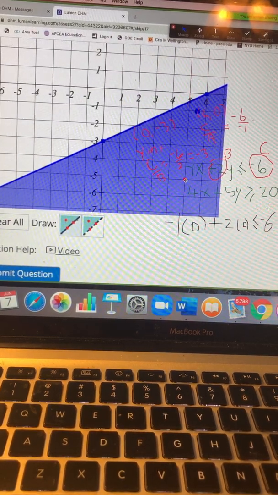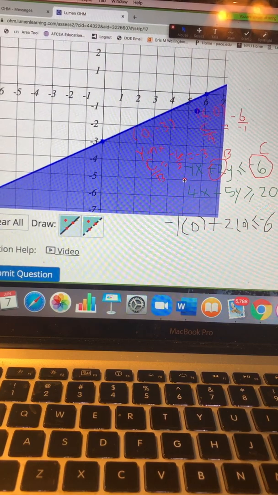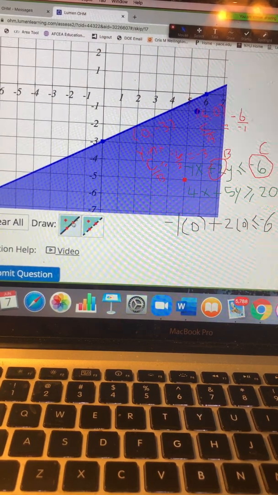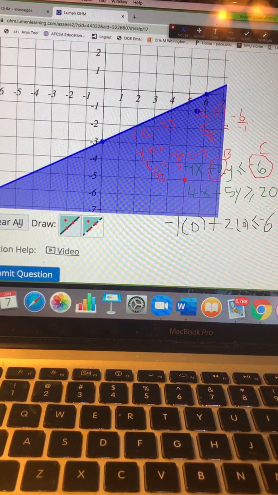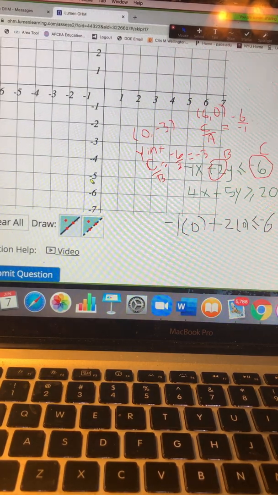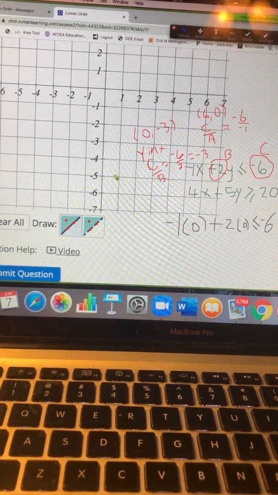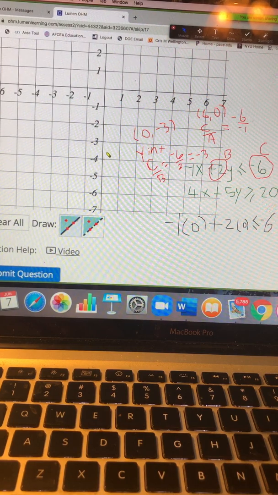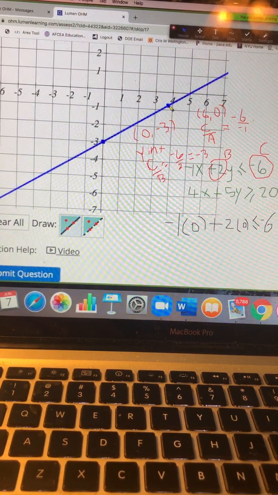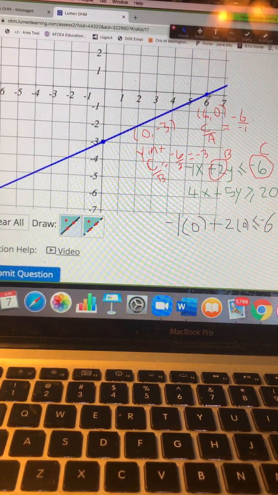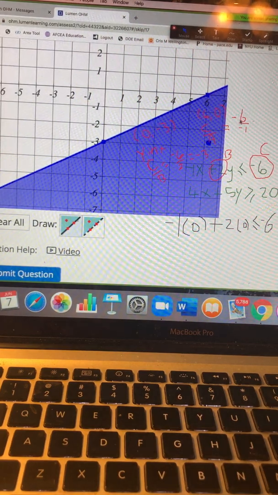This is the thing I hate about the software: if you make a mistake, you have to start over. All right, don't worry about it. So I'll go back. Again, what we have was 0, negative 3, and 6, 0, and the shading was down here. All right, good.